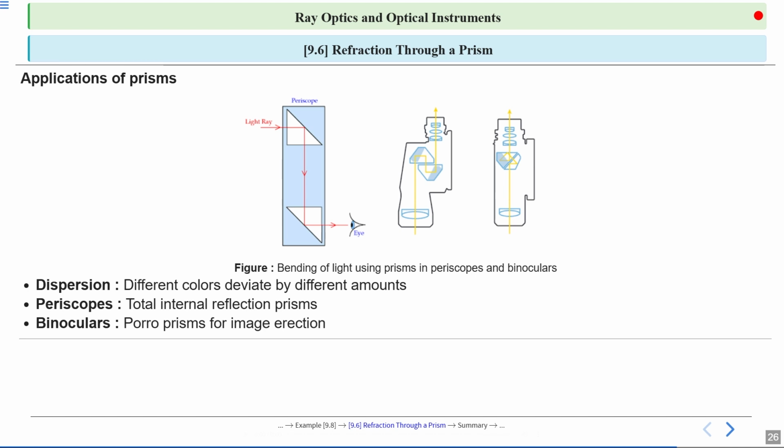Okay, so the image formed by the lenses in the binoculars is inverted. To make the image erect, porro prisms are used. Also to deviate the light through 180 degrees, as shown in the middle diagram. Porro prisms are used in binoculars.